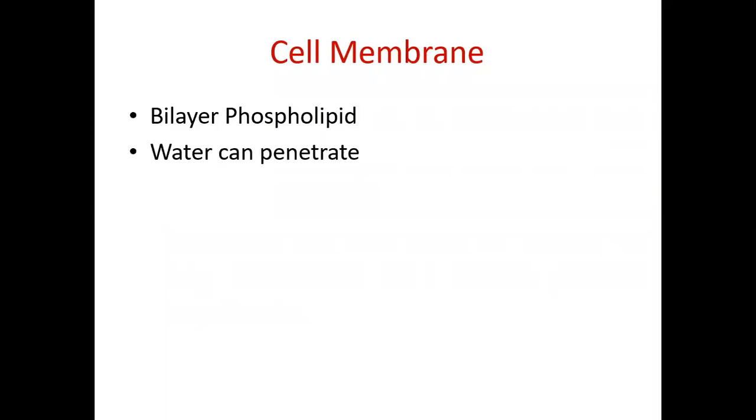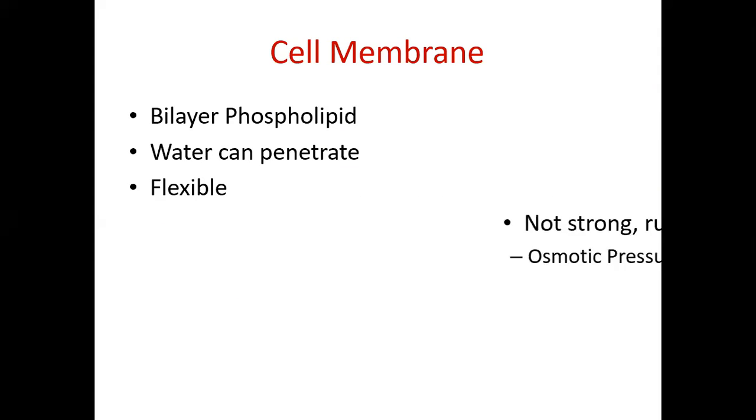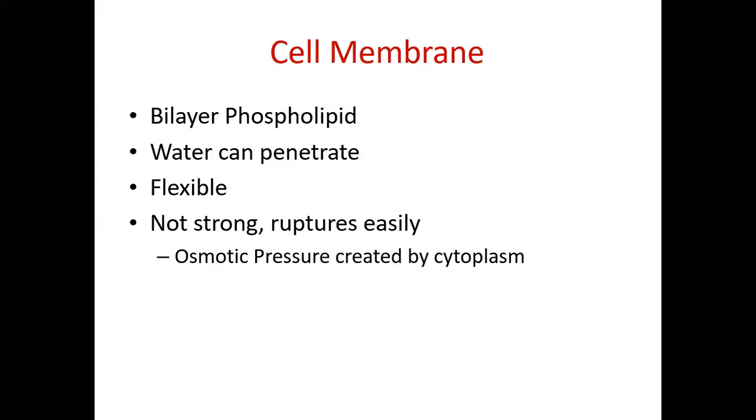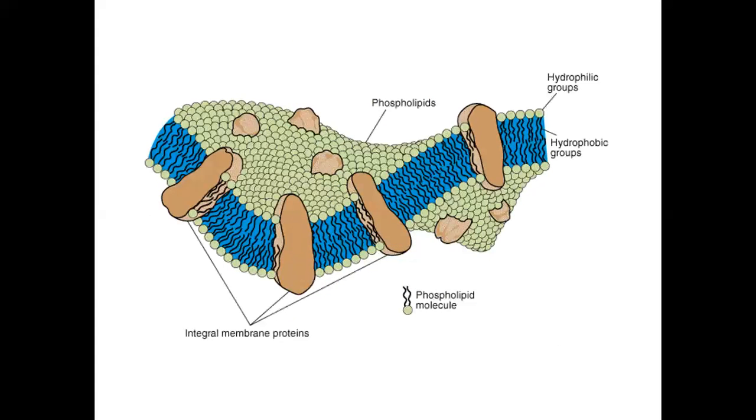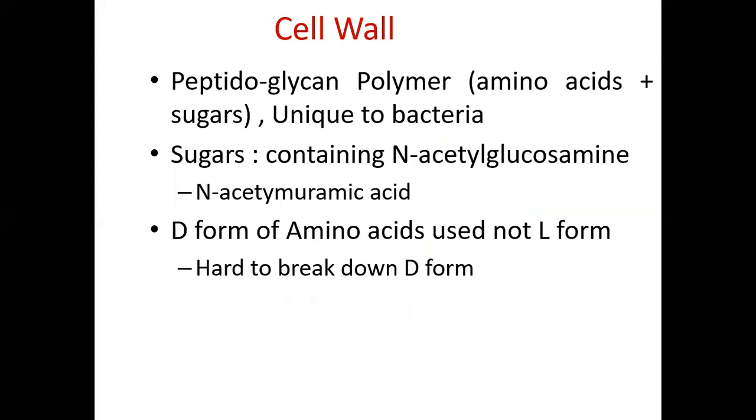Now, the cell membrane is a bilayer phospholipid. Water can penetrate this structure. It is flexible, not strong, and ruptures easily. Osmotic pressure created by the cytoplasm affects the cell membrane. The cell membrane in bacteria has enzymes that help in metabolism and energy production of bacteria. Cell wall.